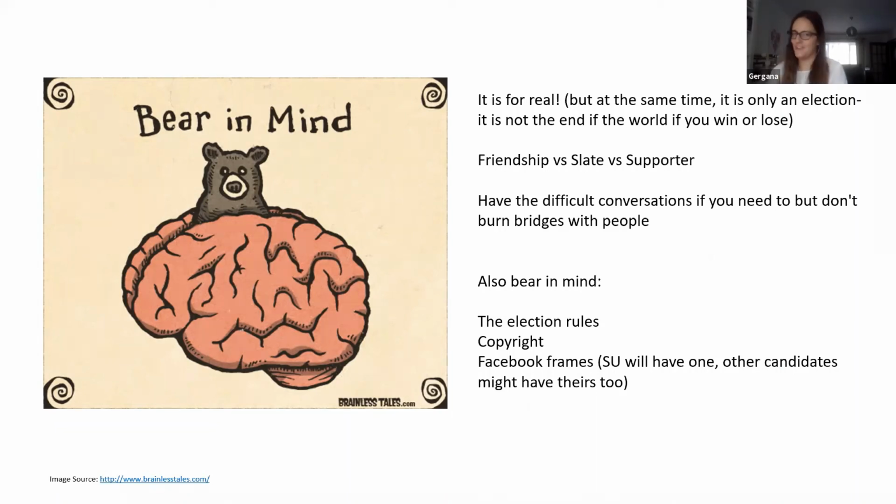A few things to bear in mind. So have the difficult conversations if you need to. Say no if you need to and if you don't feel comfortable. But also don't burn bridges with people, because you might have to work together next year. So no matter how much you don't want to be supporting this person right now and you don't want to run together, don't burn bridges with them, because you might both get elected on different roles and you might have to work together next year.